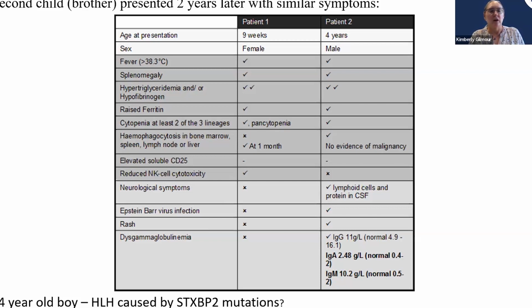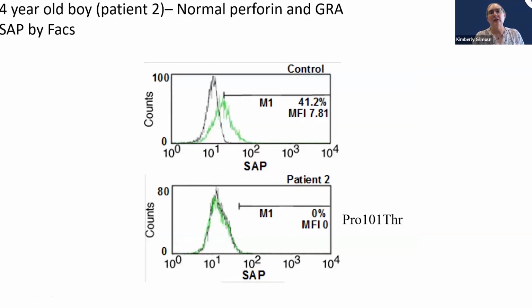So did our granule release assay not work? What happened? Did he have FHL5, mutations in STXBP2? Well, actually, he didn't. He had normal perforin expression. He had a normal granule release assay. These are samples that traveled in, so it's not the best flow cytometry, but I think you can see the control, isotype, and SAP. The control clearly expressed SAP protein.